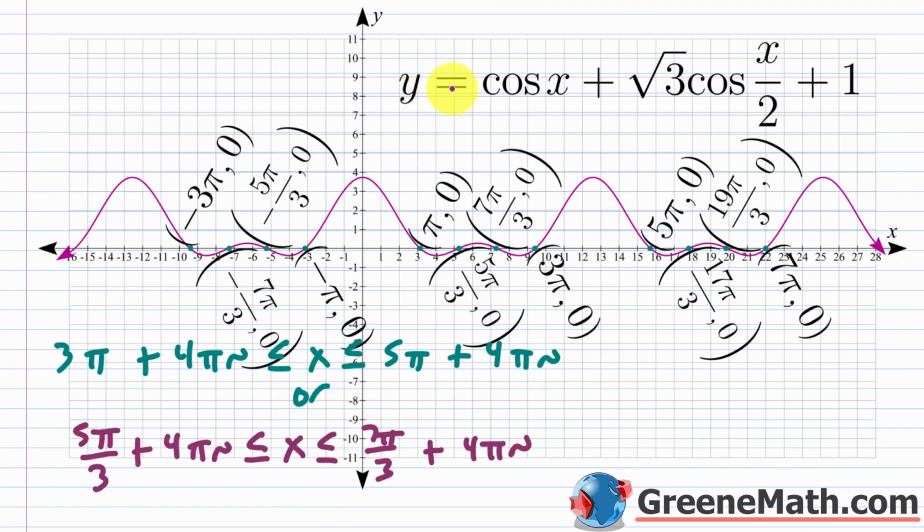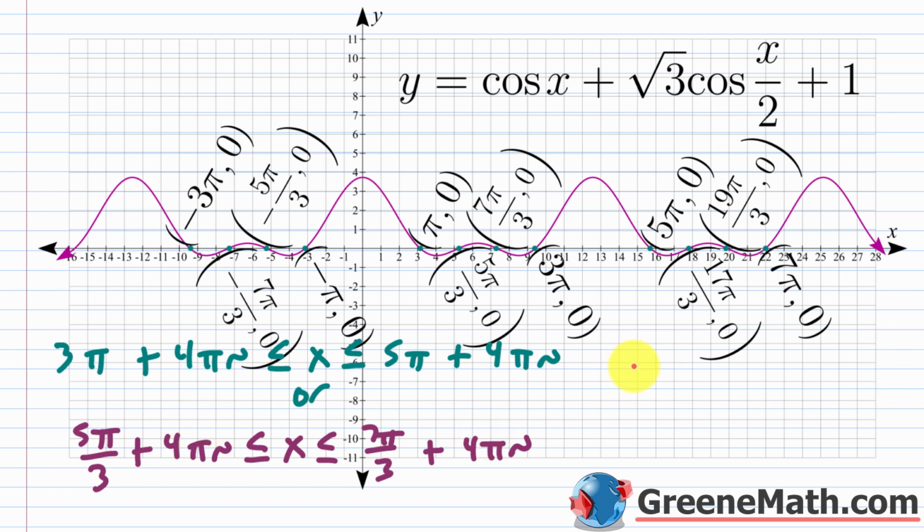So we're graphing y equals cosine of x plus square root of 3 cosine of x over 2 plus 1. When we think about the period of this guy, it's going to be 4 pi. The period of the cosine of x is 2 pi. The period of the cosine of x over 2 is 4 pi. So you want the least common multiple of that. So the LCM of 2 pi and 4 pi is 4 pi. So that's why you have this plus 4 pi n all over the place here.